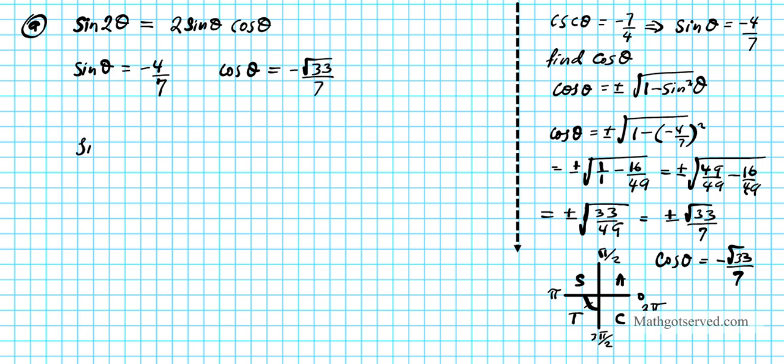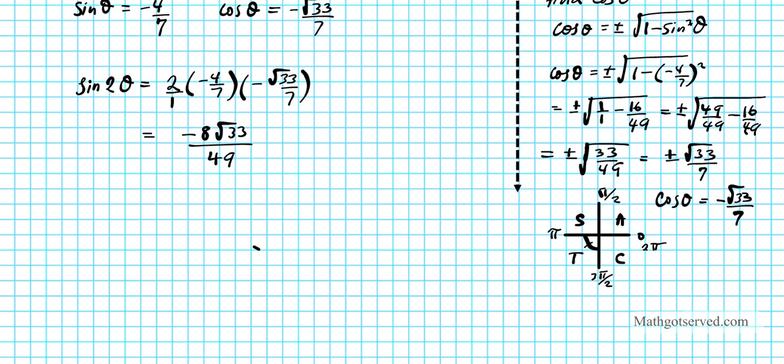So we have sine 2 theta equals 2 times sine theta, which is negative 4 over 7, and then cosine theta is negative root 33 over 7. So our final answer, we can write this over 1, okay? So multiply the numerators across and the denominators across. So we'll have negative 8 root 33 over 7 times 7, 49. Okay, so that's sine 2 theta. All right, we have one answer down, two to go.